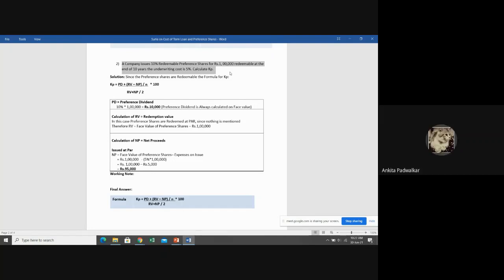Yes? No, ma'am. So logically tell me, if nothing is given about the redemption, what will you take as RV? Par. Face value. So in this case, since the preference shares are redeemed at par and since nothing is mentioned about the redemption value, therefore RV is equal to the face value of preference shares, that is 1 lakh rupees.